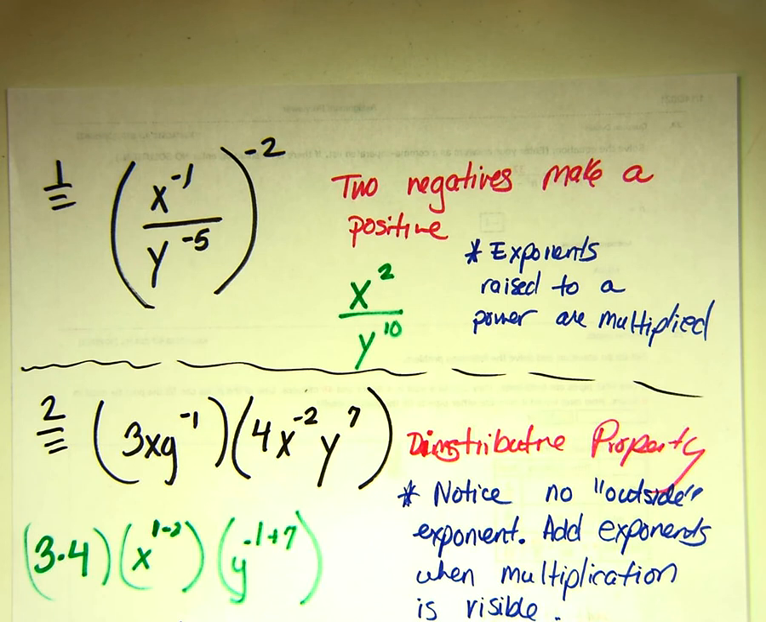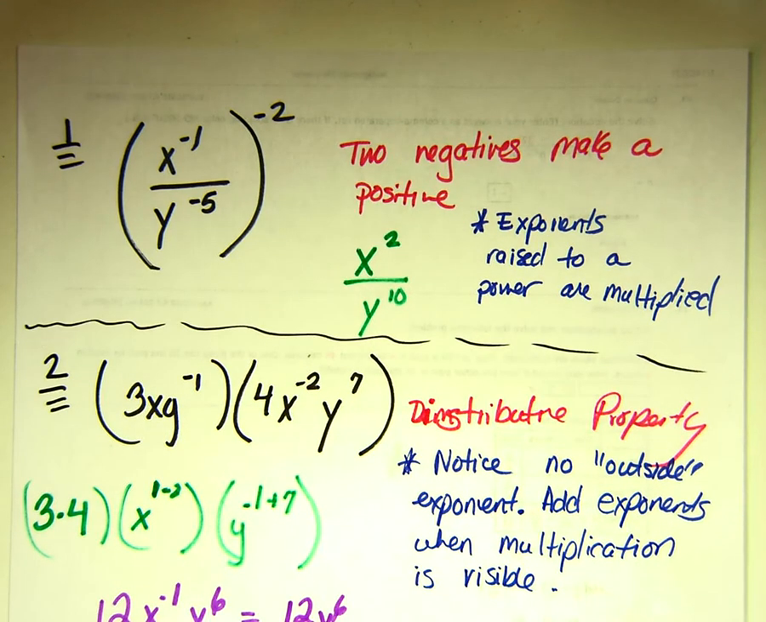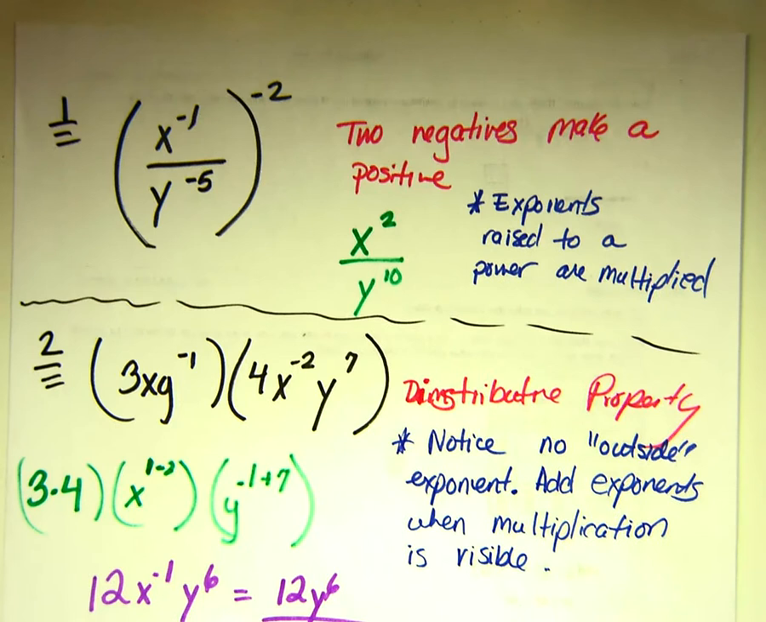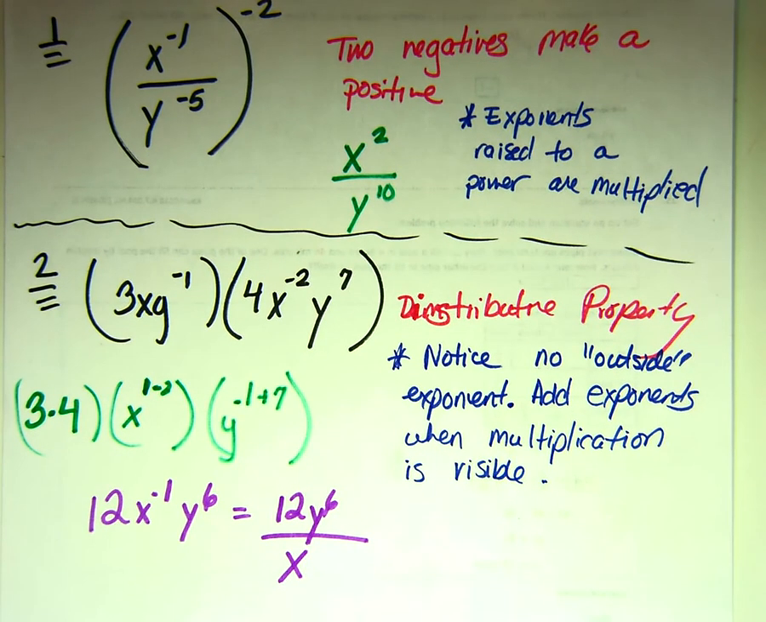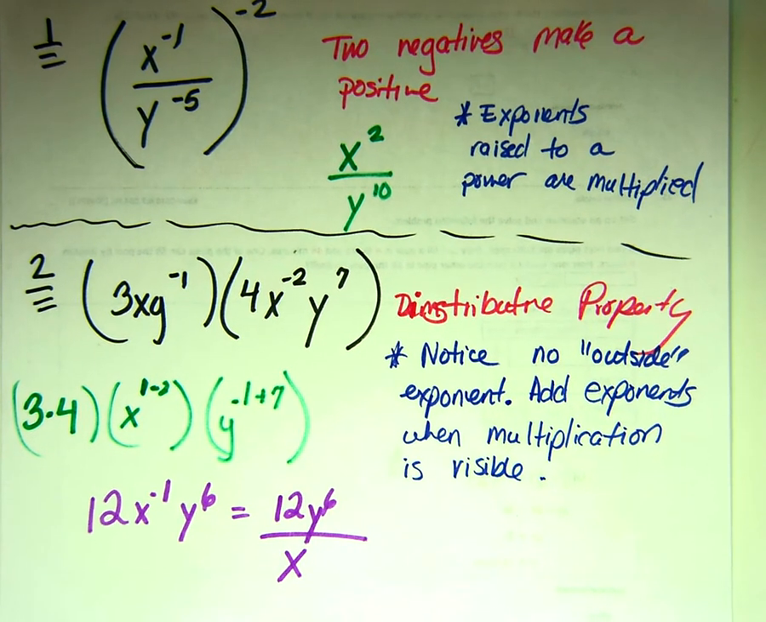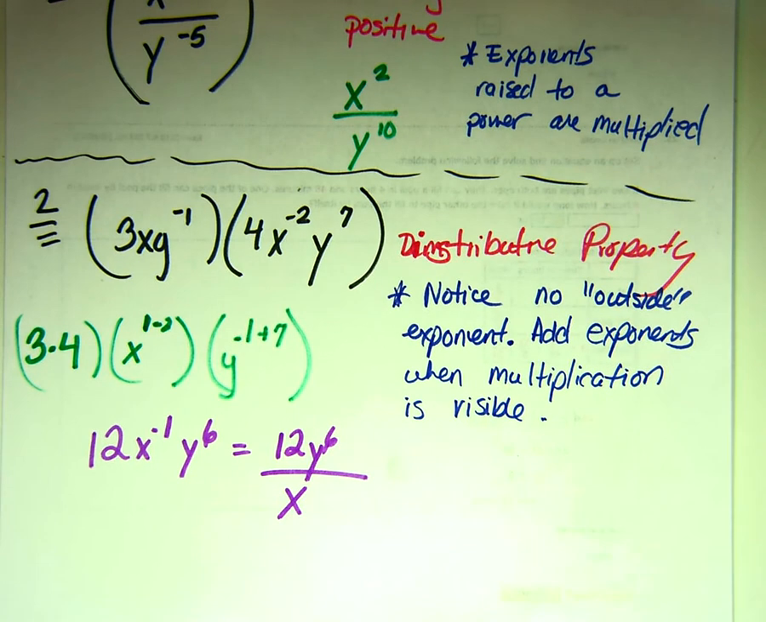Your next example, you see 3xy to the negative first power, and then you see 4x to the negative second power, y to the 7th. So I'm easing that up. What we're going to do is that we're going to use the distributive property, but notice, unlike this one, you don't have a power raised to a power like you did for the first one. Everything is within the parentheses. So again, notice that there are no outside exponents. So in this case, we're going to add our exponents because we're going to assume that the multiplication is visible.